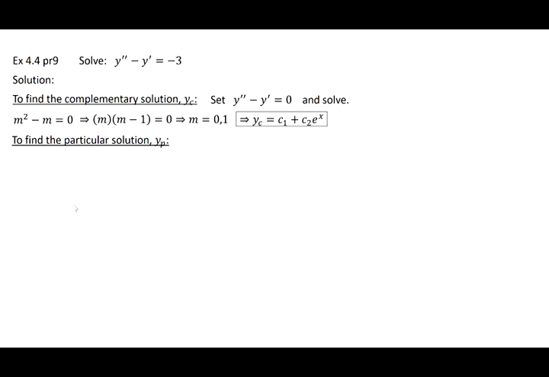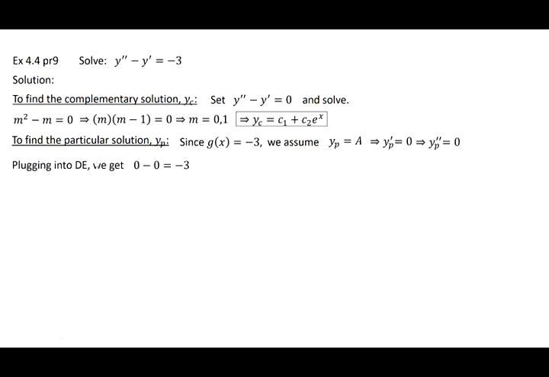Particular solution, we need to look at the g of x, which is -3. So that's straightforward. This is a constant, so we'll assume a constant y sub p equals a. And this is ridiculously simple. Y sub p equals a. So what do we do? Plug this into the differential equation, for which you differentiate once and twice, and plugging into the differential equation, we get 0 minus 0 equals -3. 0 equals -3.